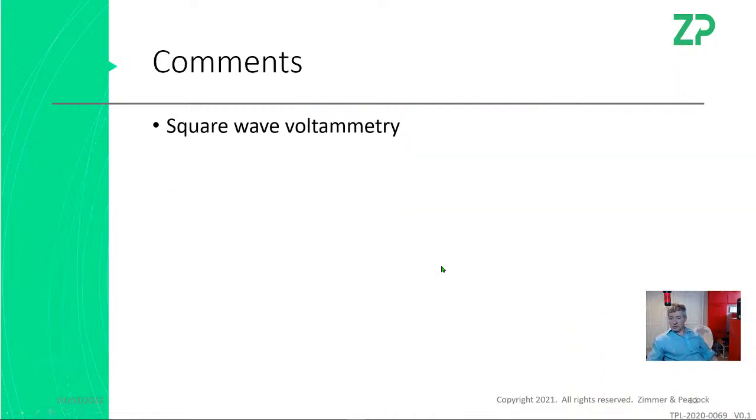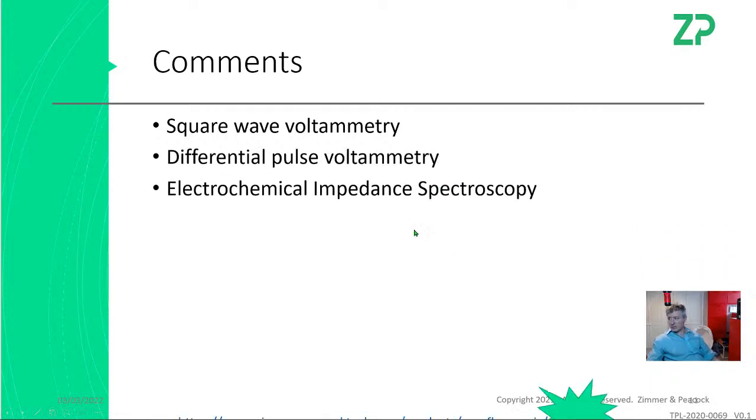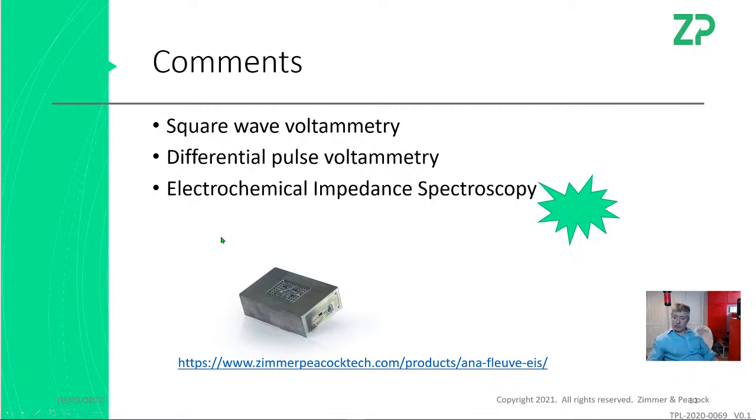So comments: use square wave voltammetry, use differential pulse voltammetry. I would actually prefer impedance spectroscopy, which does mean that you have to get a slightly better potentiostat. The inquiry here is in Indonesia. There's a good company there called PT Mab, run by Hasim, and I would actually discuss this with him.